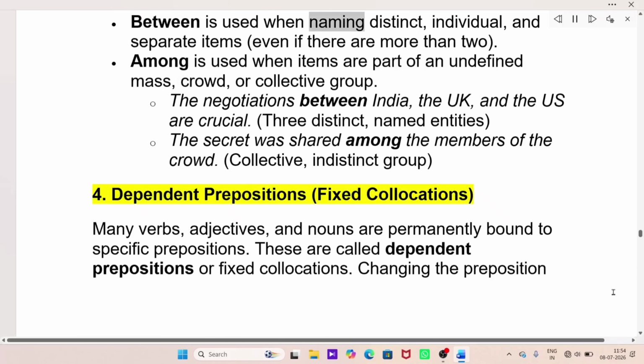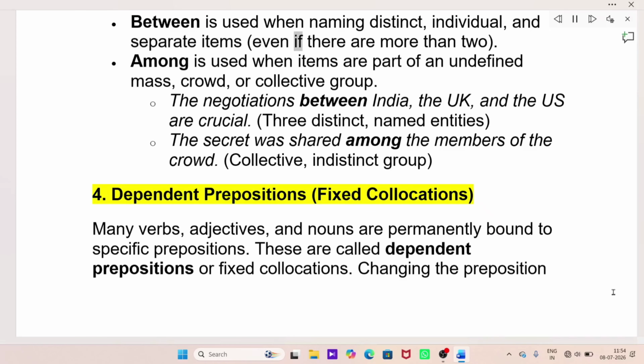Between is used when naming distinct, individual, and separate items, even if there are more than 2. Among is used when items are part of an undefined mass, crowd, or collective group. The negotiations between India, the UK, and the US are crucial: 3 distinct, named entities. The secret was shared among the members of the crowd: collective, indistinct group.